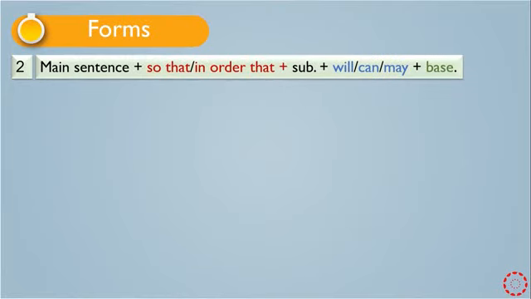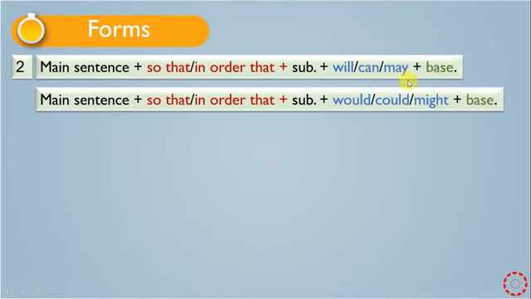Another form for expressing purpose: we have so that and in order that. We have the main sentence at the beginning, and then so that or in order that, and then we have subject, will, can, may, and then the base. We may have this case, or we can have another form with so that and in order that.